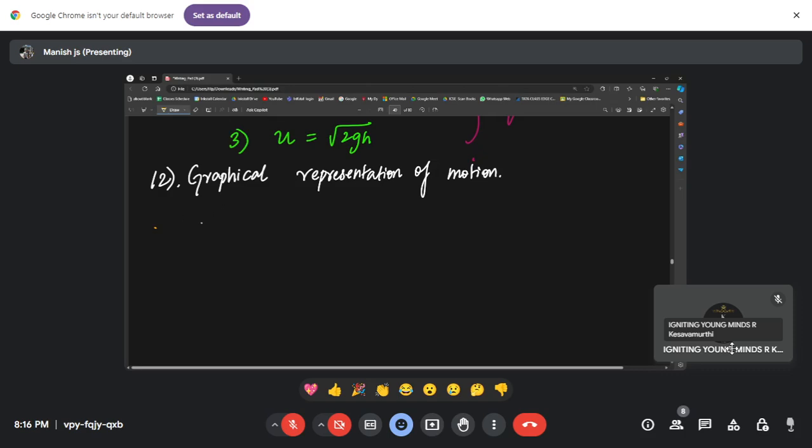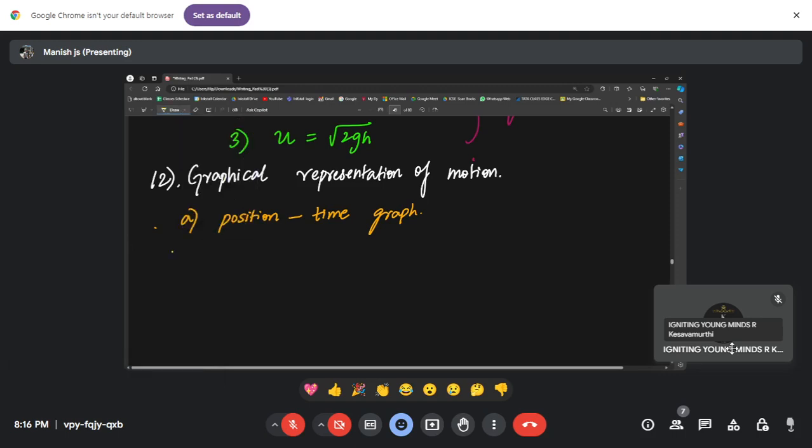The first type of graph. We have different types of graphs here. So here we're looking at the first one. Let me use an alphabet character. So A is the first type of graph. We look at position time graphs. Position time graph.